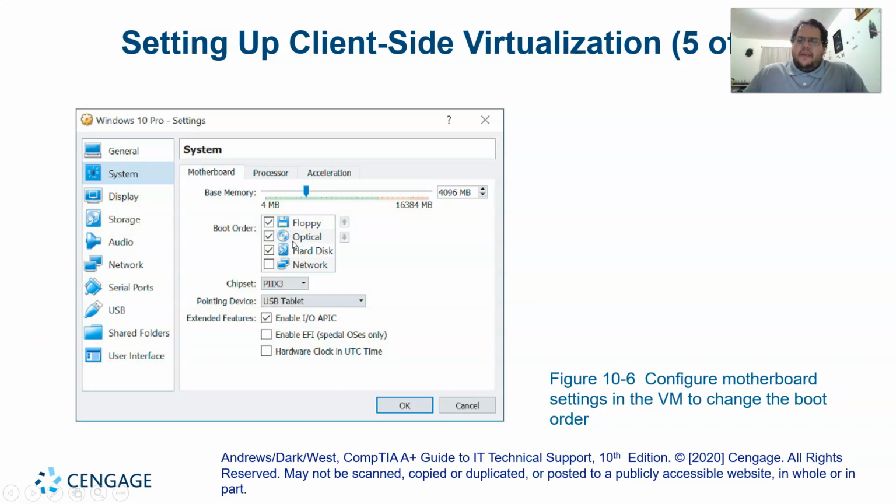The base memory is where you get things. So you're going to have a floppy disk, an optical drive, and a hard drive. You could change the boot order for the different ones.